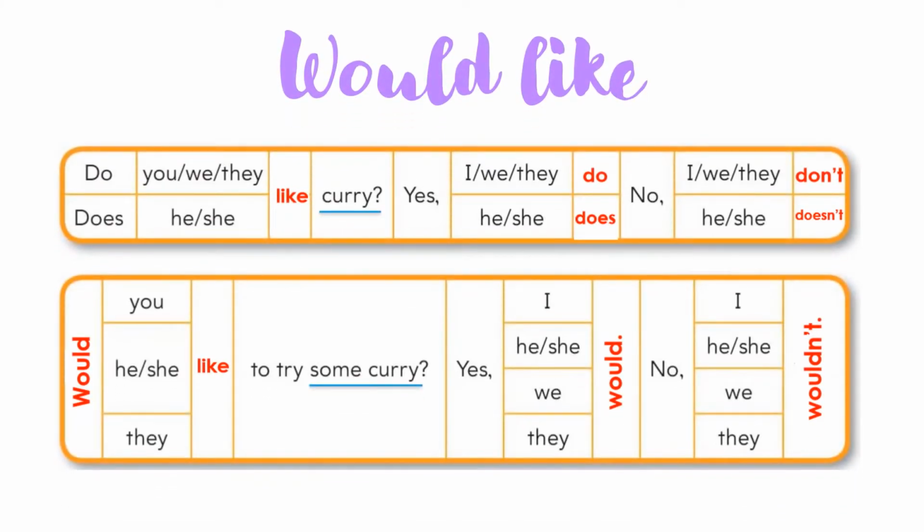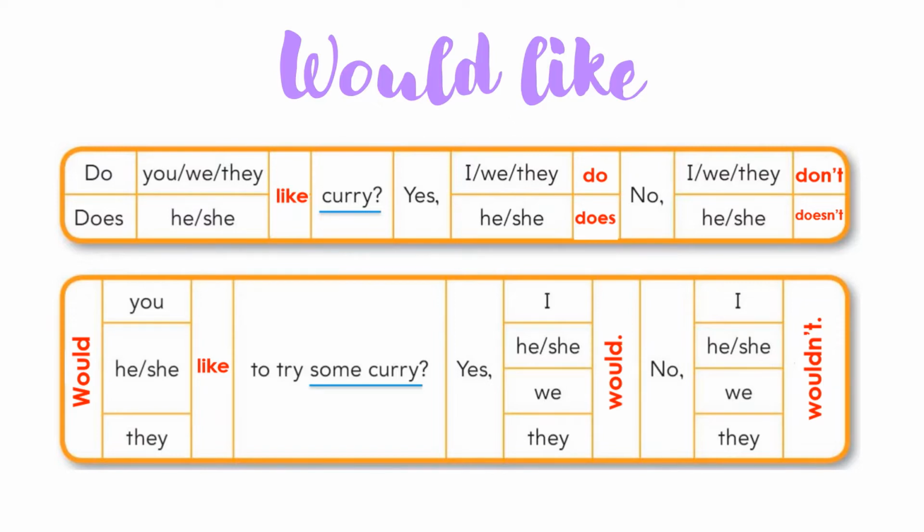Yes! Grammar! We are going to learn about the would structure. Go to pages 40 and 41 of the student's book to understand this part. First, do you remember how we can ask to know if you like something? Okay, we use the following structure. Do plus subject plus like plus complement and question mark. And we have two possible answers, one positive and one negative.